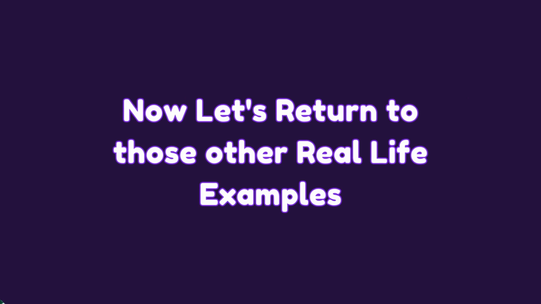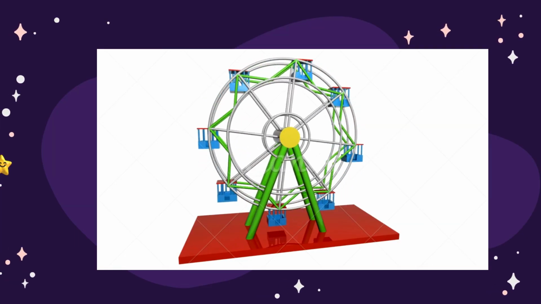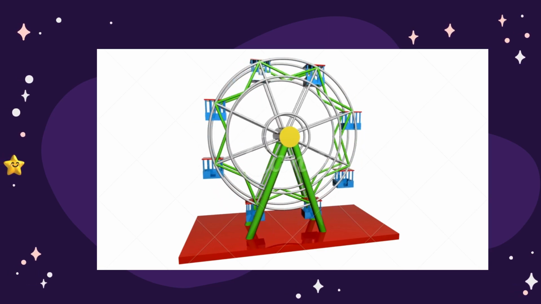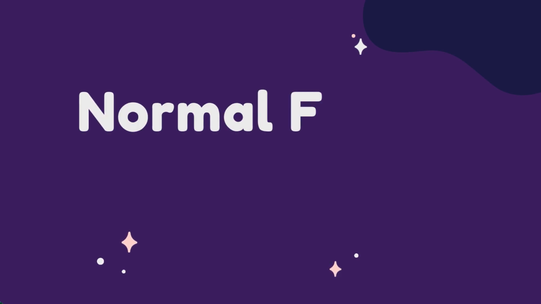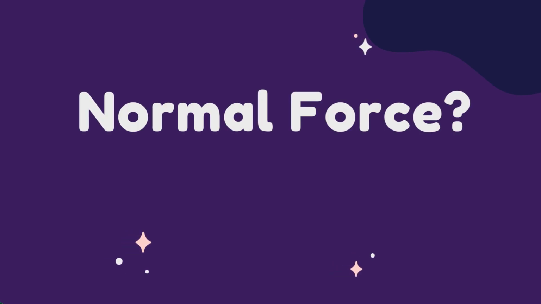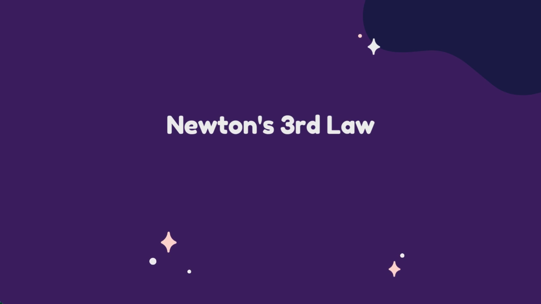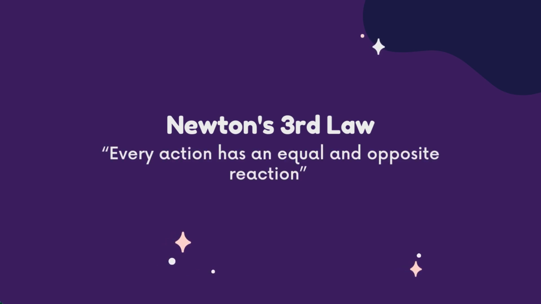Now let's return to those other real-life examples. In a Ferris wheel, the centripetal force causing the rotation is a mix of gravity and the normal force. But what exactly is a normal force? Haven't you ever heard of Newton's third law? Every action has an equal and opposite reaction. The normal force is the reaction force in this case, and it's what prevents two objects from phasing through each other when they collide. Anyways, back to our examples.